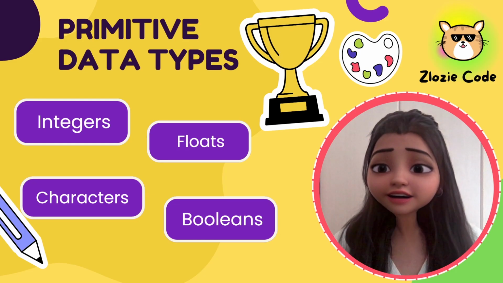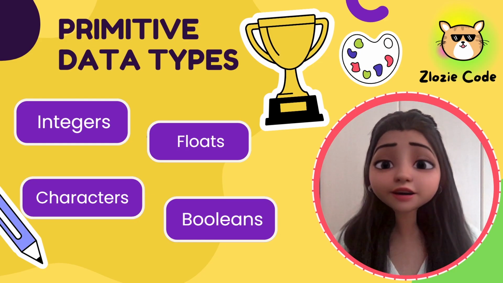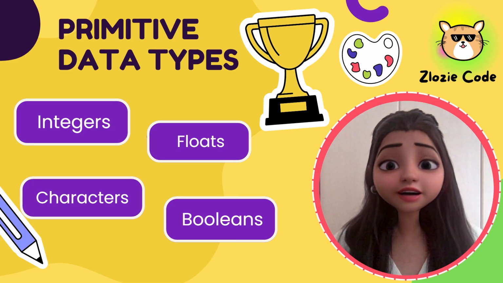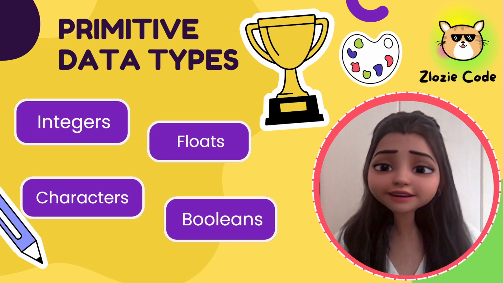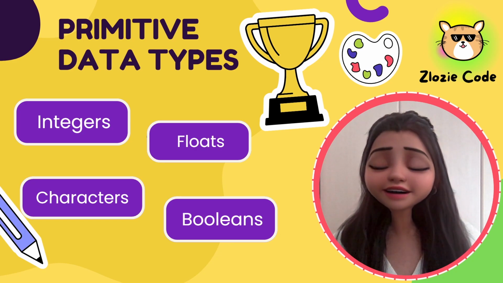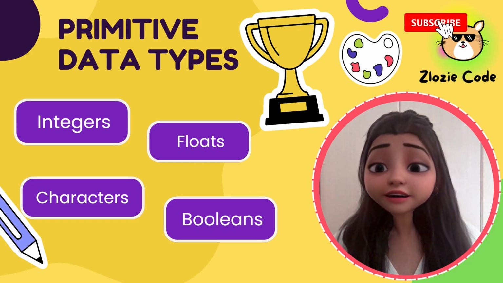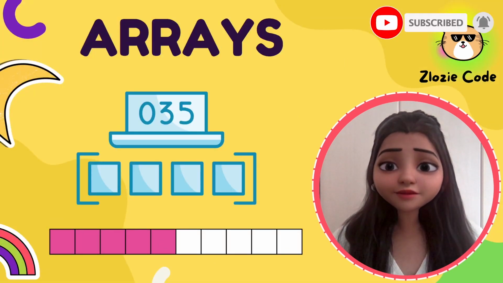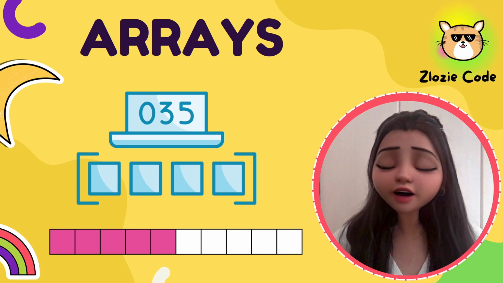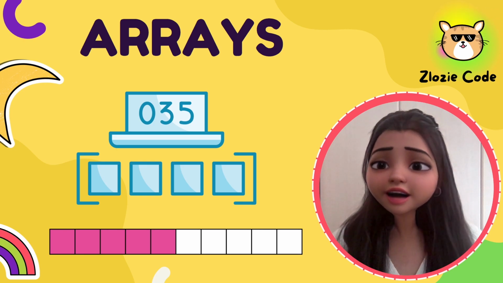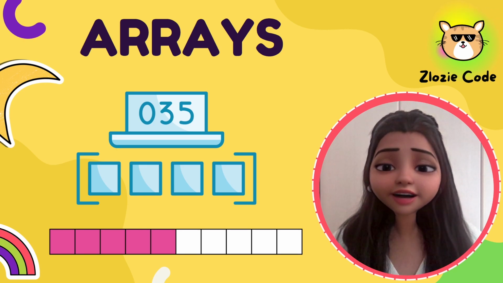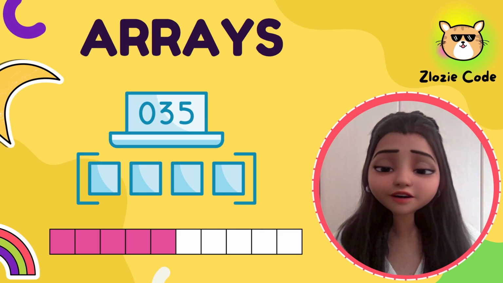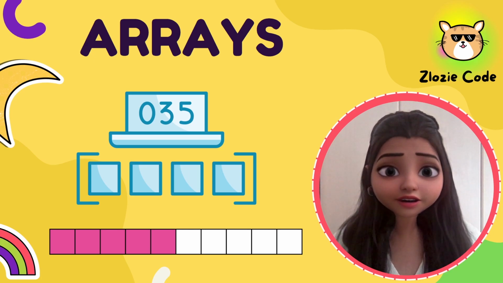So these are the fundamental data types directly supported by programming languages like integers, floats, characters and booleans. They represent single values and are the building blocks for more complex structures. Next up, we have arrays. So arrays are ordered collections of elements, each identified by an index or a key. They offer quick access to elements, making them suitable for tasks that involve frequent indexing or searching.